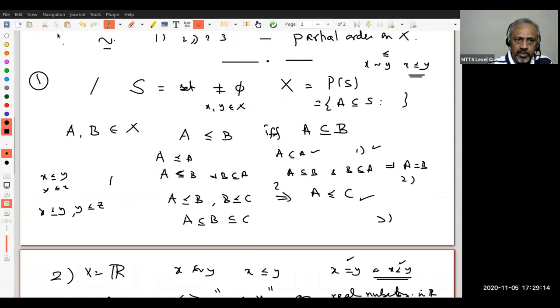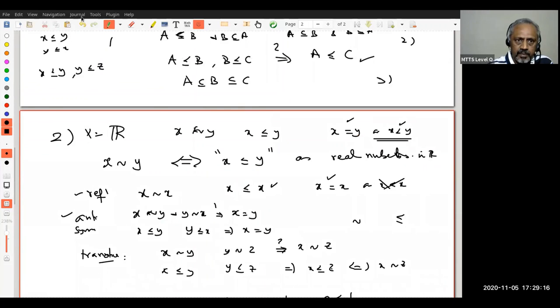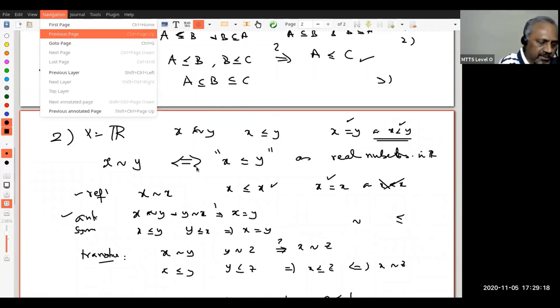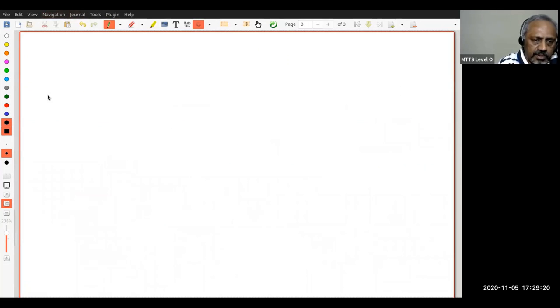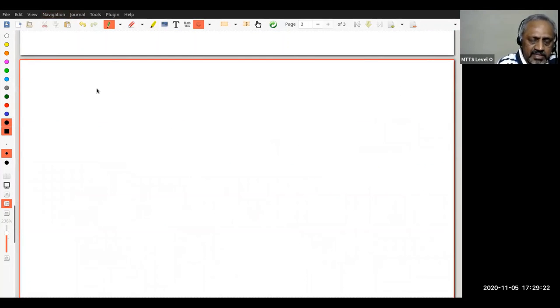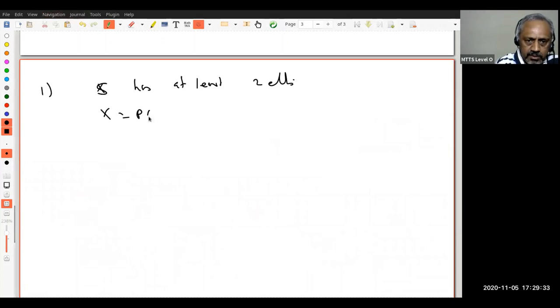Now you see our problem. Examples 1 and 3, okay? Example 1: suppose S has at least two elements. Then P(S), with respect to the standard relation of inclusion or containment, is a partial order but not a total order.